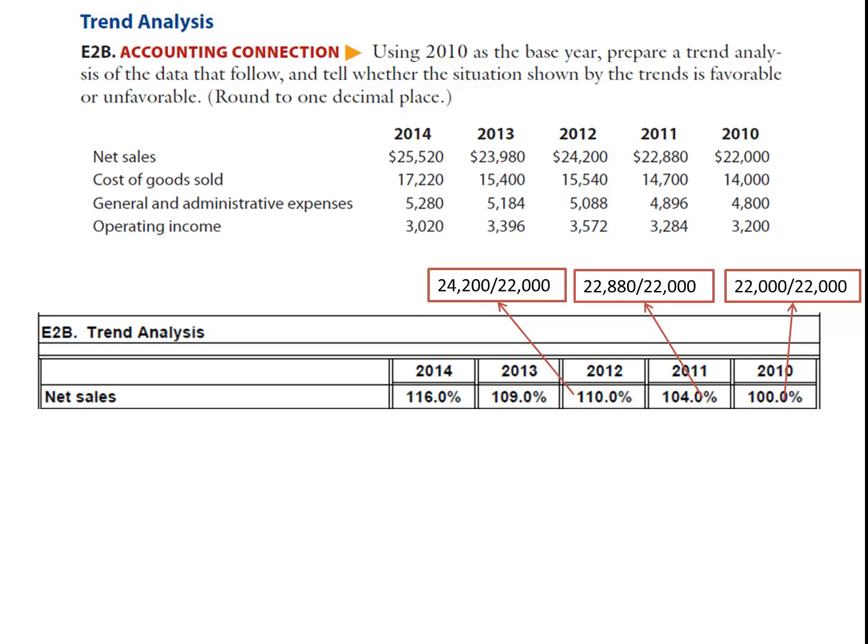So at this point, if we would graph this, our line graph would start to slightly go up. But then in 2013, it came down a little bit. Our net sales in 2013 are a little bit less than our net sales for 2012. Granted, we're still 9% above where we started in 2010. We just came down a little bit from 2012 to 2013.